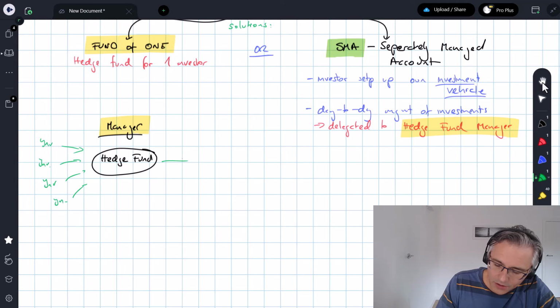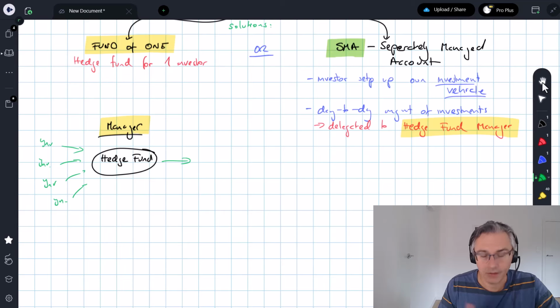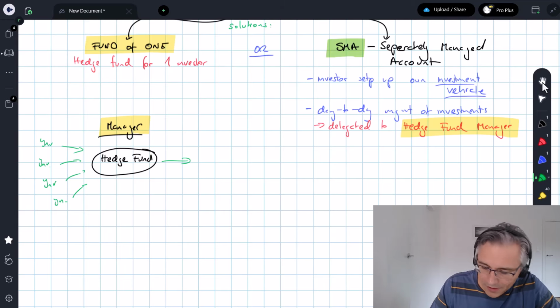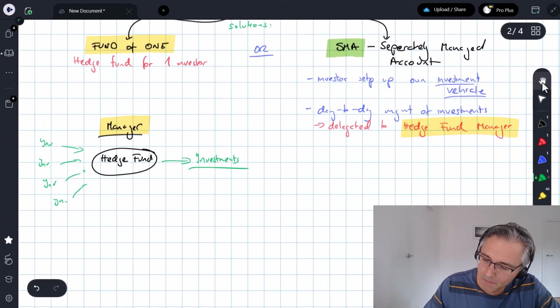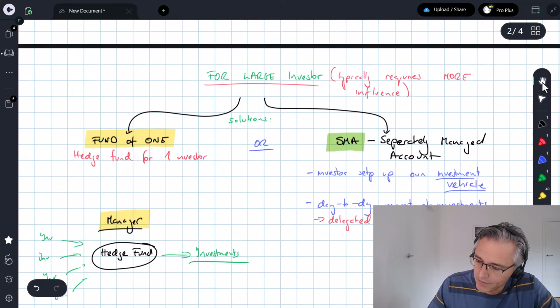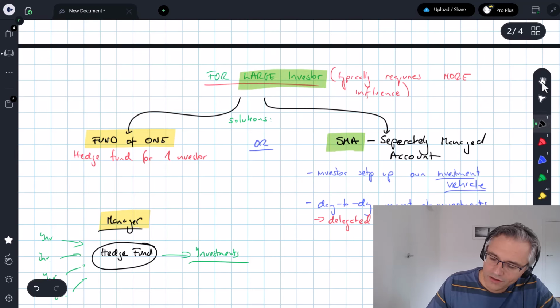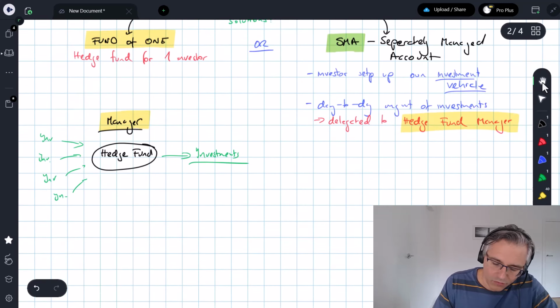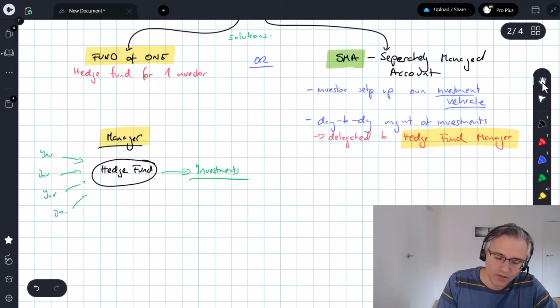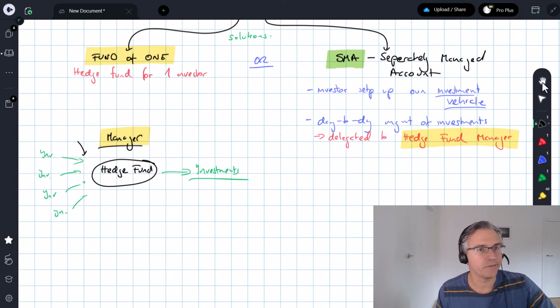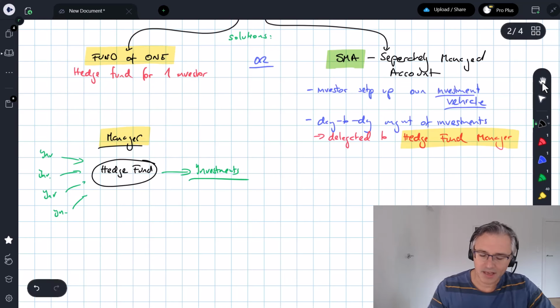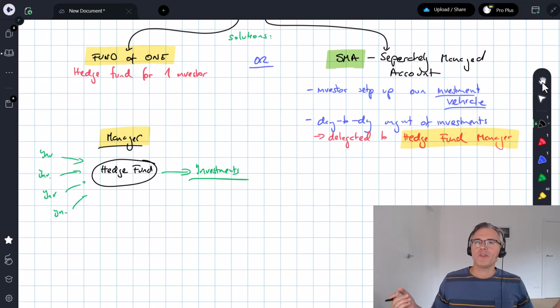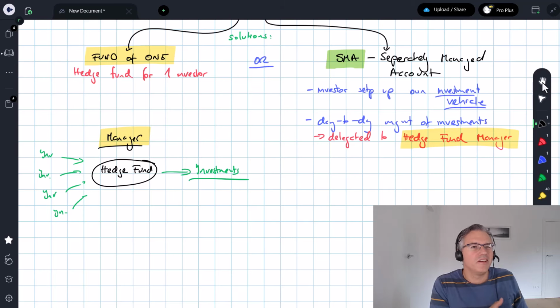And obviously that hedge fund, administered and managed by the manager, goes and makes investments. Now, our big, large investor up here doesn't want to be one of the numerous investors just putting money into the hedge fund. They want special treatment, and it's treatment which cannot be solved just by signing a side letter.